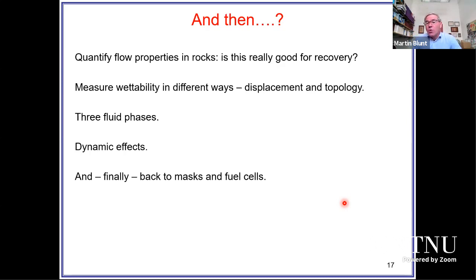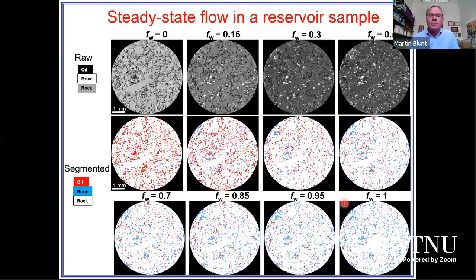Then this does all hinge on looking at wettability. Okay, so how actually should we measure wettability? We can do it automatically from these images, but there are some problems with that because exactly where the three-phase contact line is, our image segmentation is most inaccurate. What about three-phase flow? I mentioned dynamic effects. What about that? And then, well, okay, let's get back to the mass and fuel cells.